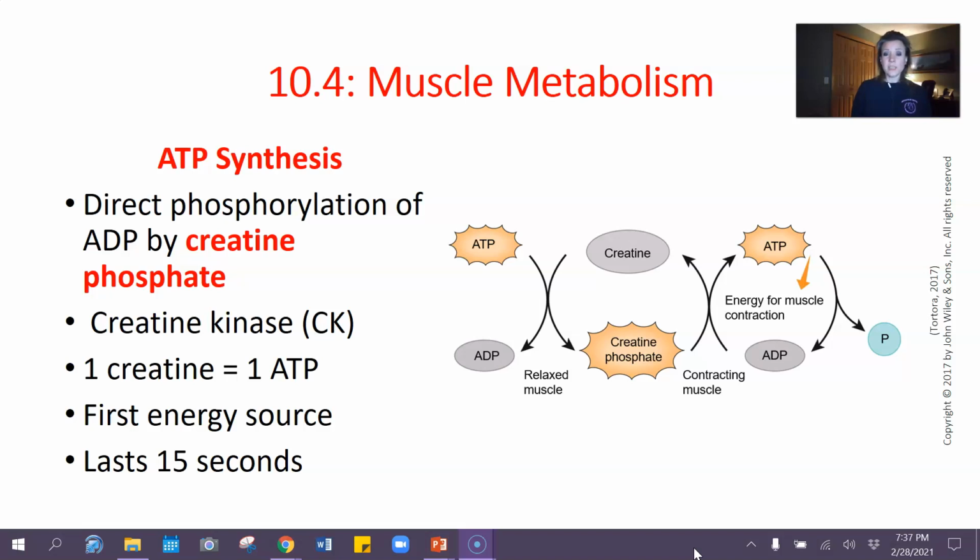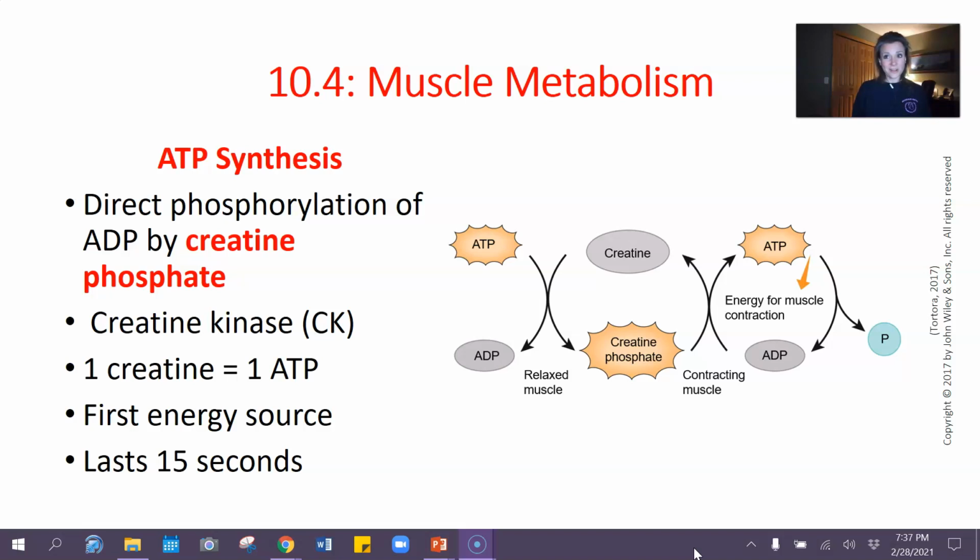The first way is by the synthesis and the breakdown of creatine phosphate. The second way is through anaerobic glycolysis, and the third way is through aerobic respiration. Now, in this video lecture, once we talk about those three things, we're going to talk about two other phenomena called muscle fatigue and oxygen debt.